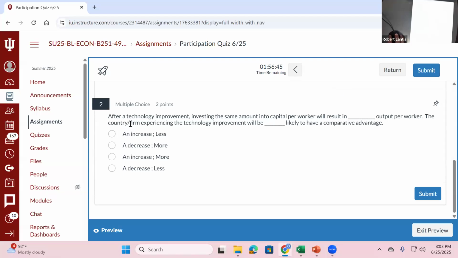Now, whatever country or firm experiences that technology improvement, are they going to be more or less likely to have a comparative advantage in that good?